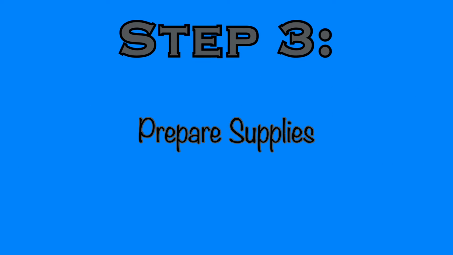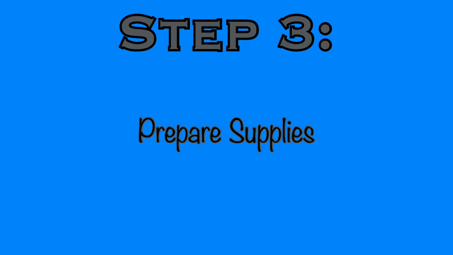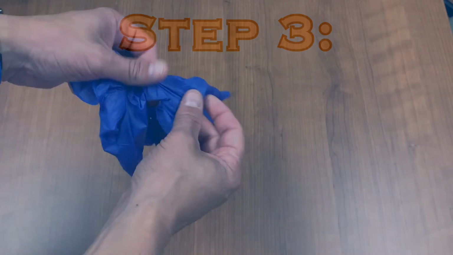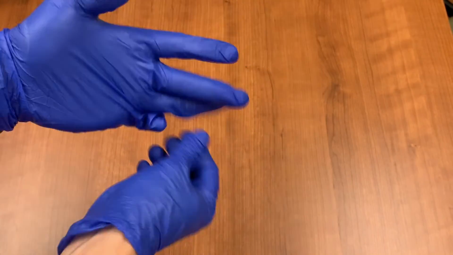Now prepare your supplies. Note that NG tube placement is not a sterile procedure. The GI tract is not a sterile environment, so the procedure cannot be sterile. That being said, we do always strive to perform tasks as aseptically as possible. So begin by performing hand hygiene and don your clean gloves. Then open the NG tube.